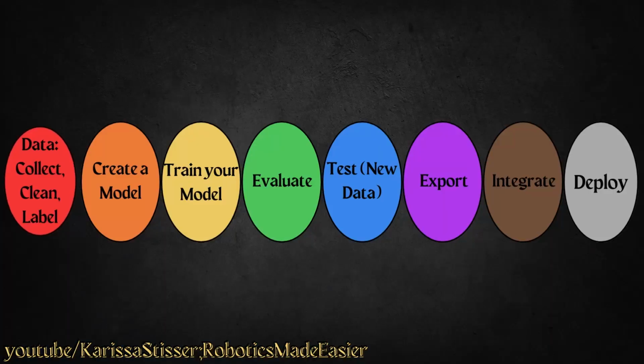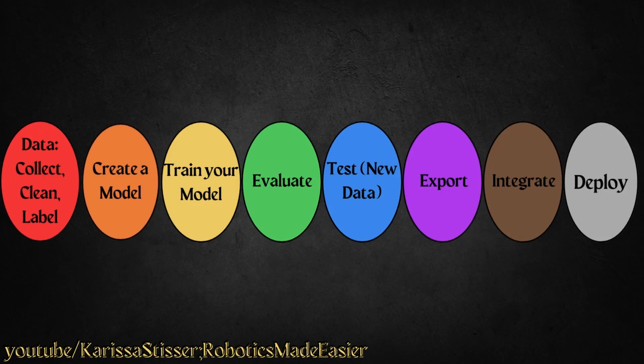So let's take a quick step back and recognize what are the steps in actually training a machine learning model. First, collect, clean, and label the data, then create a model, then train the model, then evaluate, then test on brand new data, then export, then integrate into your algorithm, then deploy. And if you're using a pre-trained model, which is what we're starting out with, you're just going to jump all the way to this step.